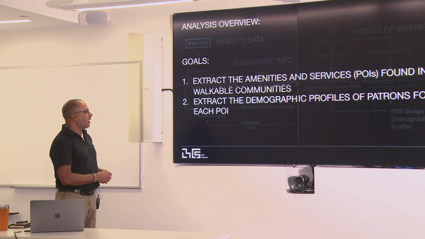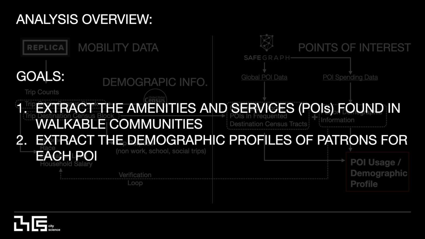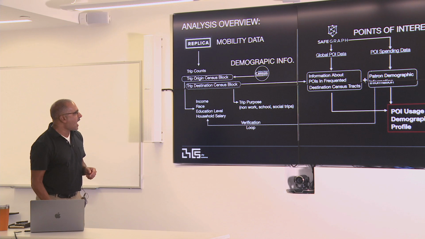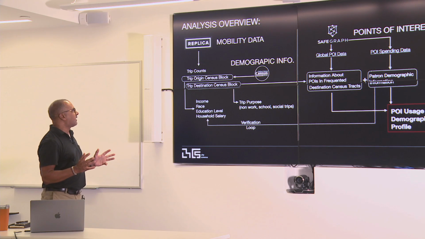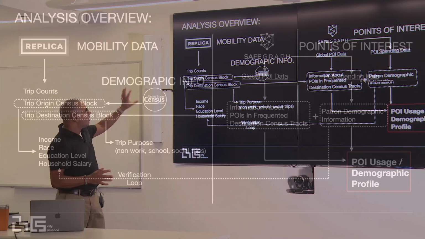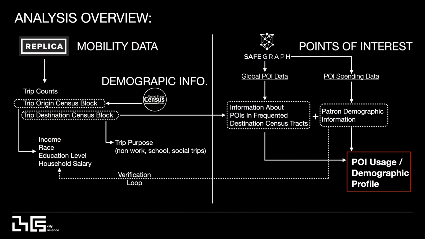So really what we try to do is extract the amenities and services found in walkable communities and then extract the demographic profiles of those patrons using each one of those establishments. And our analysis architecture looks like this, where we're using mobility data to understand where people are going and at what time of the day and who. And we're using point of interest SafeGraph data to understand the characteristics of those establishments being visited.